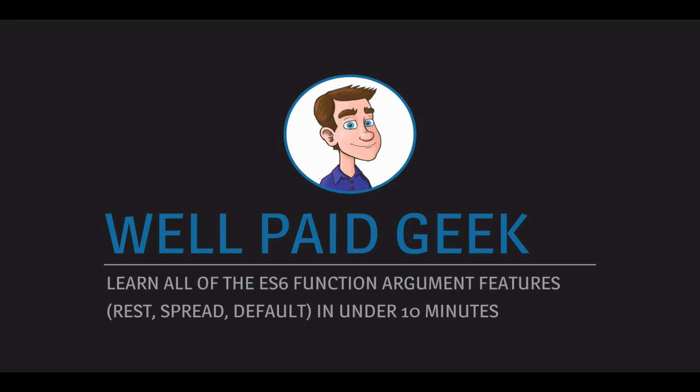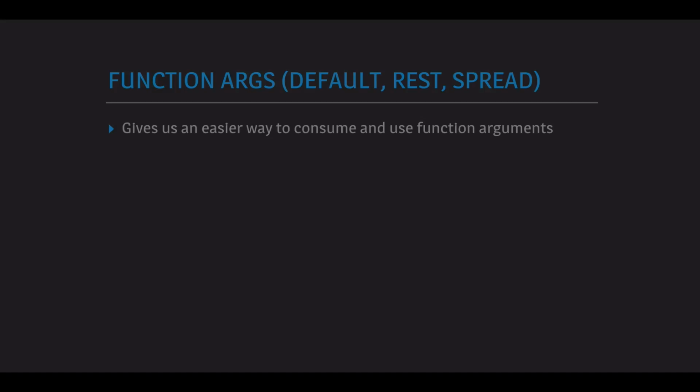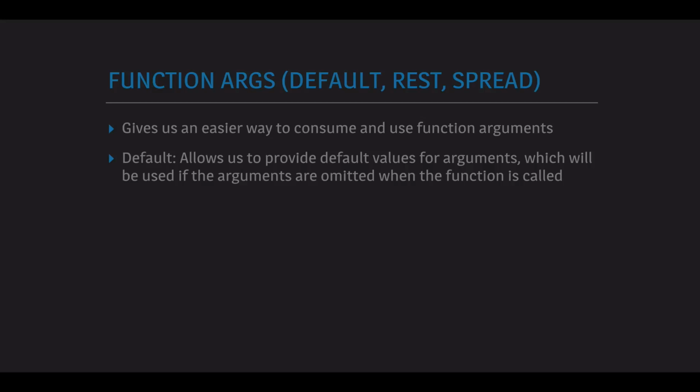Today we will be learning about the three ES6 function argument features, rest, spread and default, in under 10 minutes. These three features give us an easy way to consume and use function arguments. We'll look at default first. Default allows us to specify default values for function arguments. These defaults will be used if the arguments are omitted when the function is called.